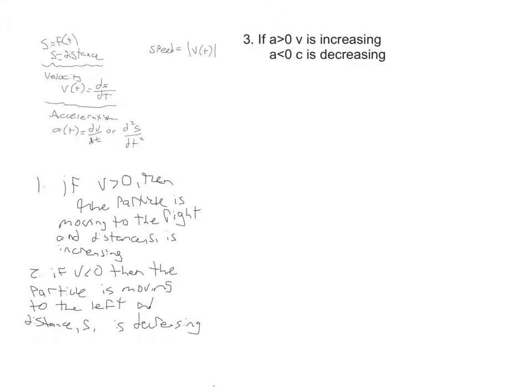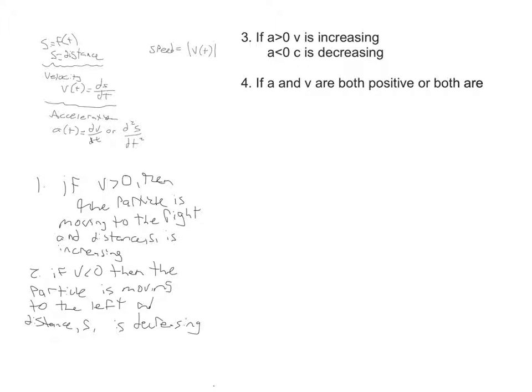If the acceleration and velocity are both positive or both negative, the particle will be speeding up.